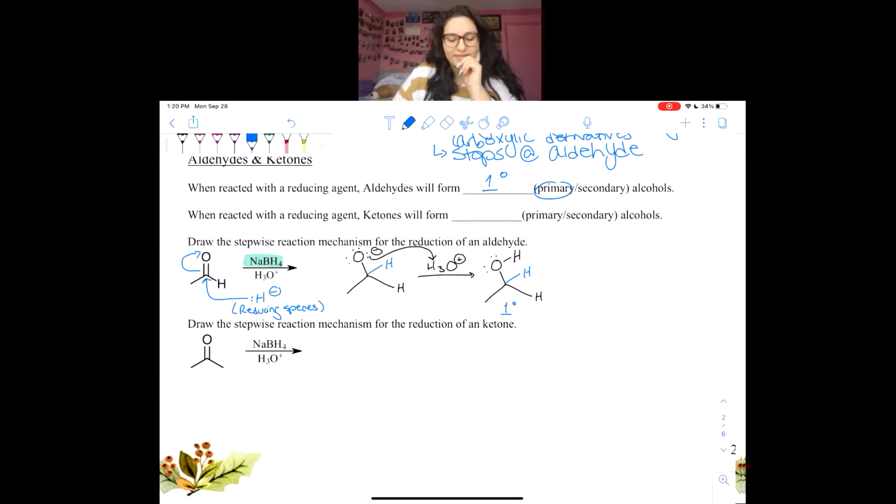NaBH4, perfect. And then what is our reducing species? H minus. And what is H minus going to act as? A nucleophile, perfect. Okay, cool. So we attack, electrons go up. We get a negative charge on that oxygen.